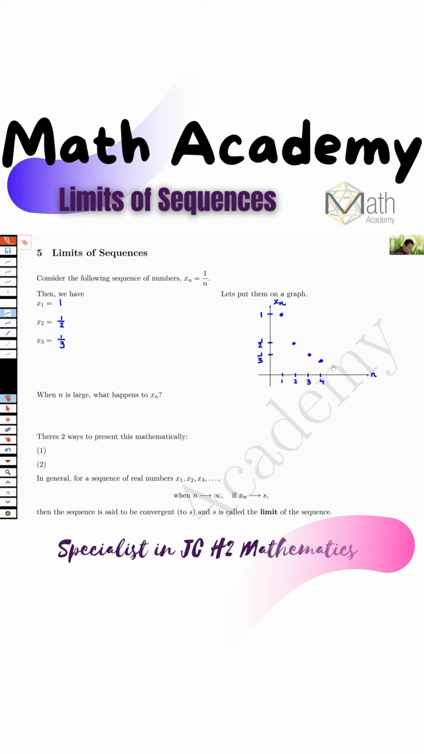Now let's say we were to continue plotting. Then we know that these points are going lower and lower, closer towards the horizontal axis. If I would like to label, this is labeled as a sequence of numbers that is xn is equals to 1 of n.